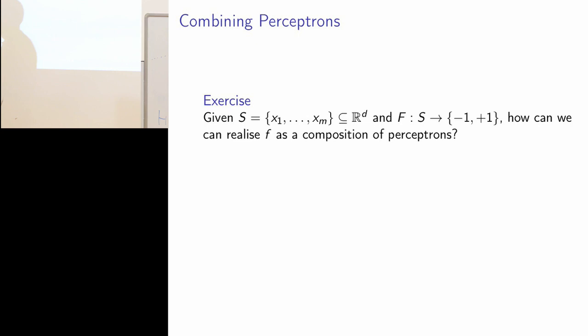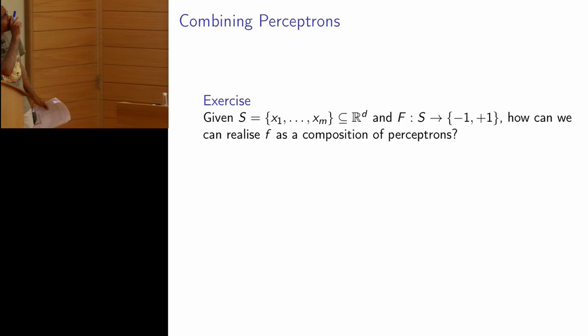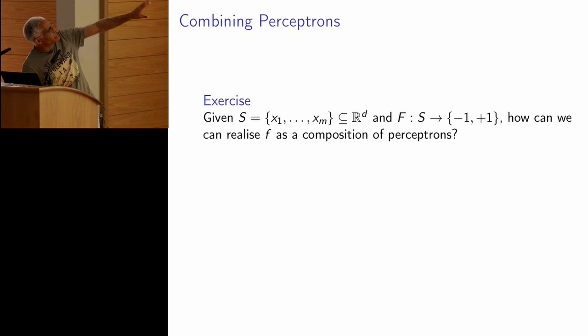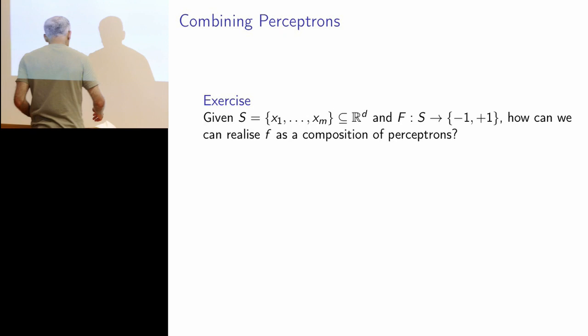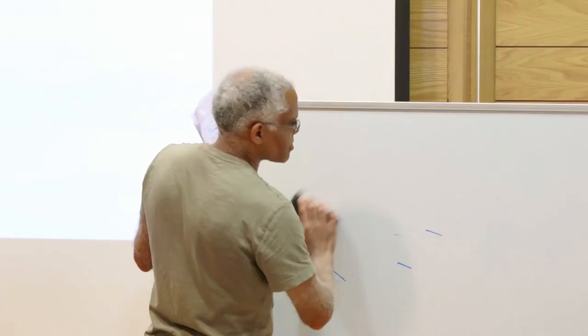But they can be combined into so-called neural nets. The idea here is that we want to combine perceptrons. Given a set of points S in R^d, and an arbitrary function F from S to {-1, +1}, how can we realize F as a composition of perceptrons? So here's the situation. Perceptrons are somehow not expressive enough for what we want to do.